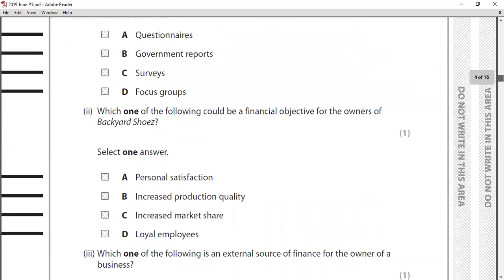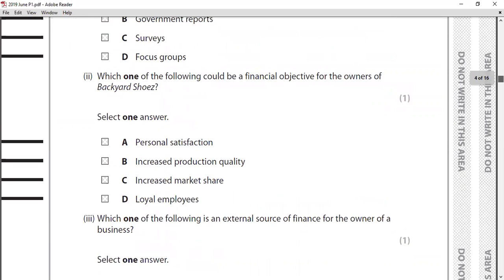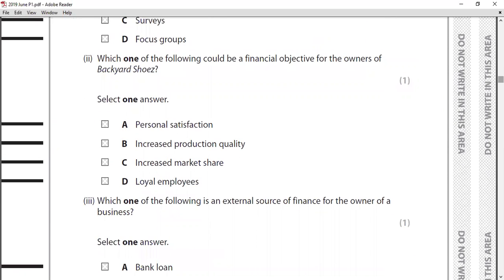Second question, which of the following could be the financial objective for the owners of Backyard Shoes? Financial objectives and non-financial objectives are there. Personal satisfaction, increase product quality, increase market share, loyal employees. The financial objective here is actually increase market share. The others are all non-financial. So C is the correct answer.